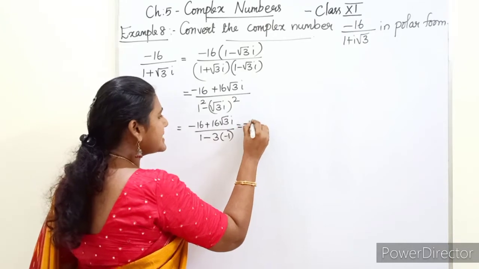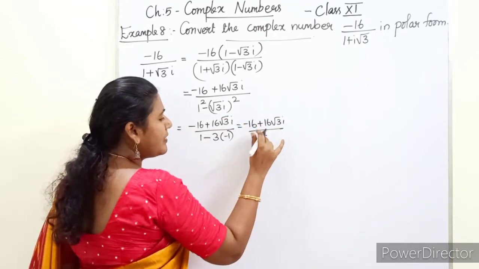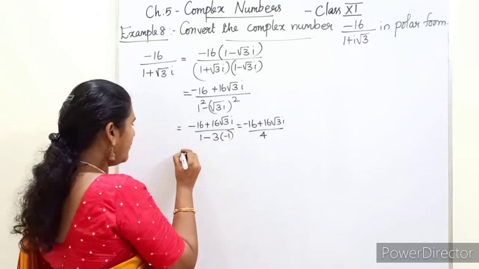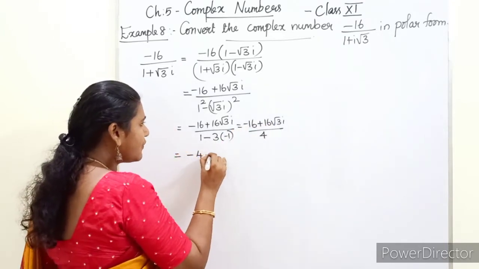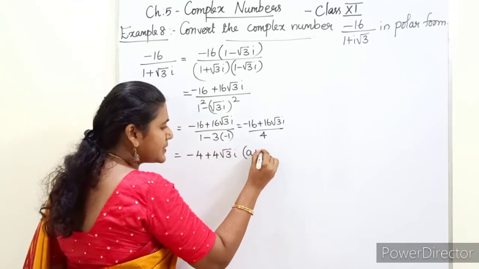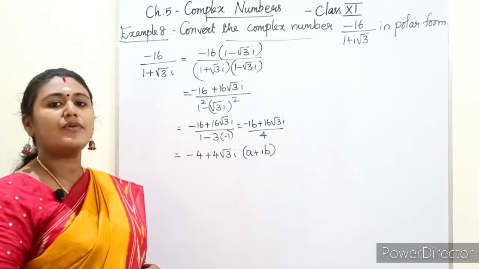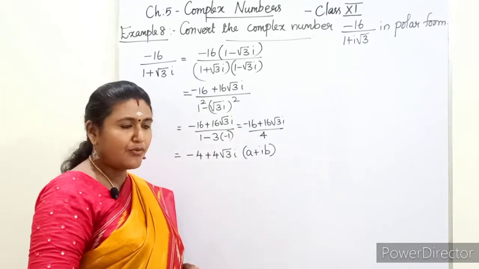So minus 16 plus 16 root 3i by 4. Now we will divide each term by 4. So you will get minus 4 plus 4 root 3i. So now we have expressed the given complex number in the form a plus ib. Now we are going to represent it in polar form.